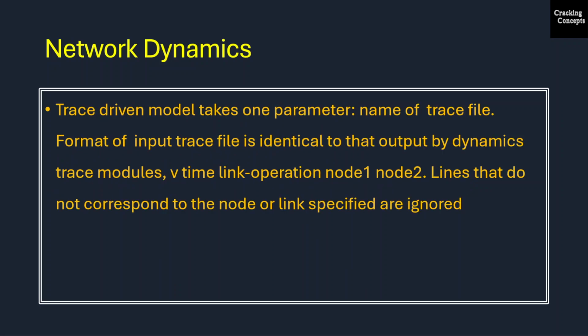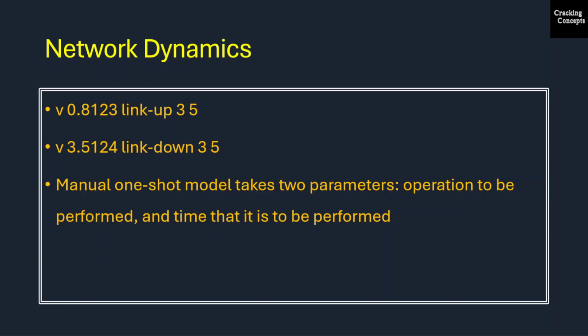Now the trace driven model takes one parameter, that is the name of the trace file. The format of the input trace file is identical to that of the output by the dynamics trace modules. So the format will be something like V followed by the time and the link operation, which is either up or down, then the nodes affected by it. Now the lines that do not correspond to the node or link specified are usually ignored. Now this is an example of that.